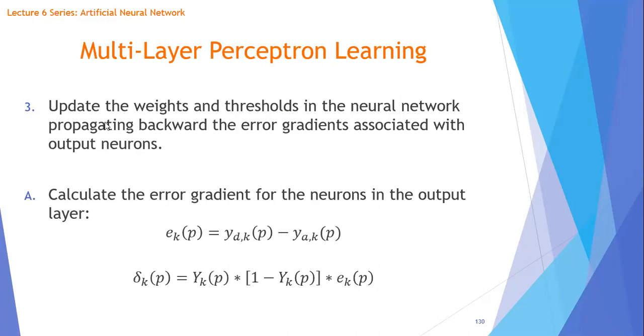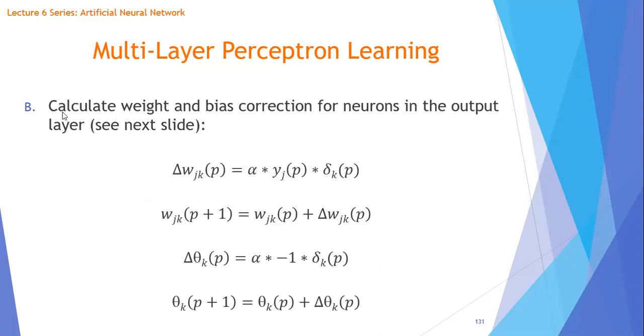Okay. So you can calculate the error gradient for neurons in the output layer as follows. You work out the error first, and then your delta k, and then you would calculate the weight and bias correction for neurons in the output layer. So like I said, once you know your delta k, you can work out the correction factors for your weights connected to the neurons. So this is for the weight, and once you have delta w jk, you would just add it to the previous value to get the new one to use in the next iteration.